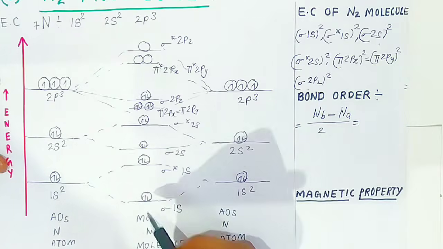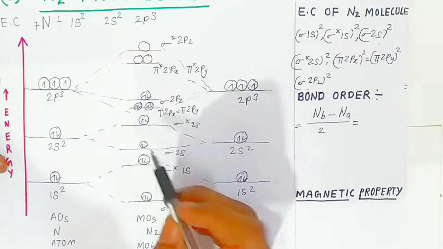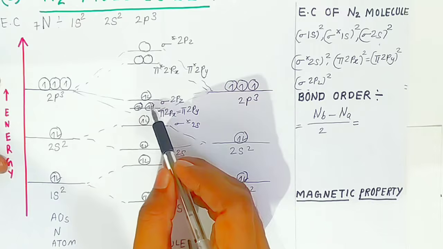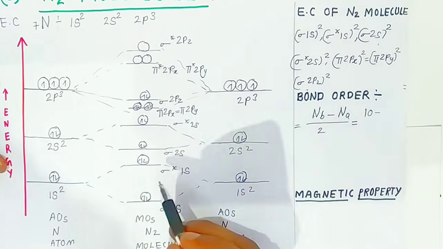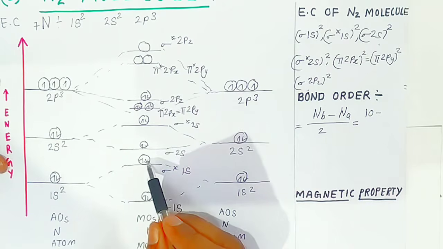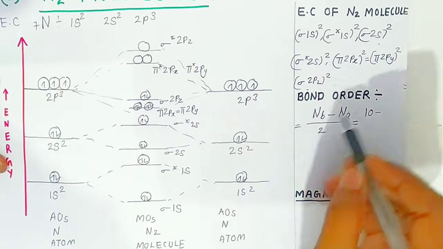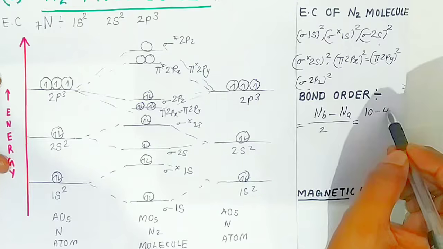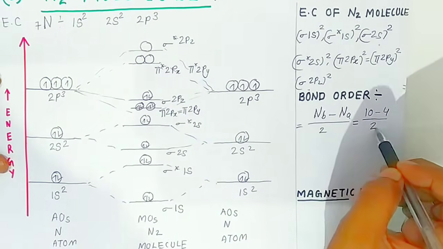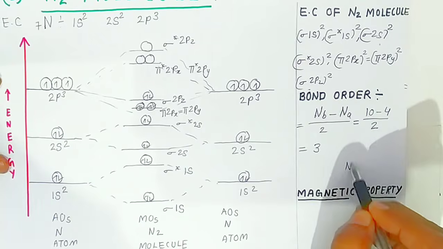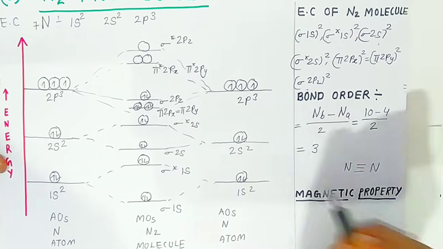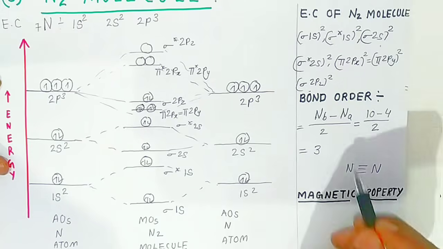So when you count all the electrons students, you will find 1 2 3 4 5 6 7 8 9 10 electrons are present in bonding. 10 minus the electrons present in anti-bonding, 1 2 3 4, only 4 electrons in anti-bonding molecular orbitals, and we have to make it half. So you will get 3. That means a nitrogen triple bond is present. So this is the bond order in the nitrogen molecule.